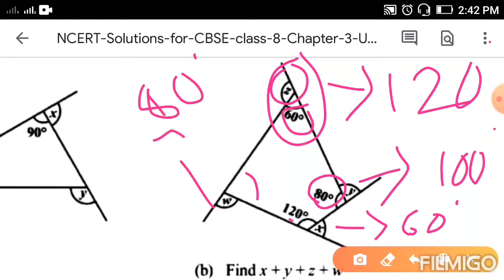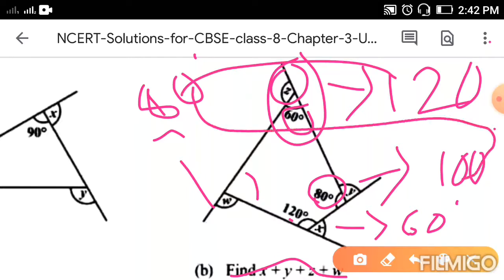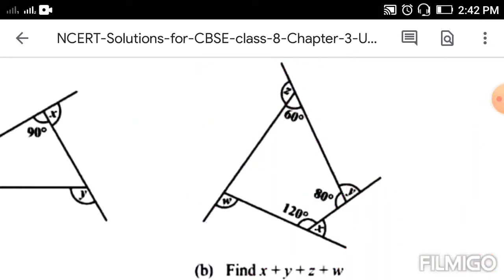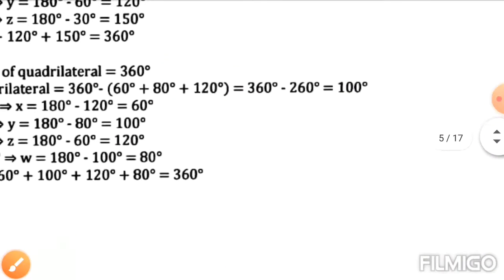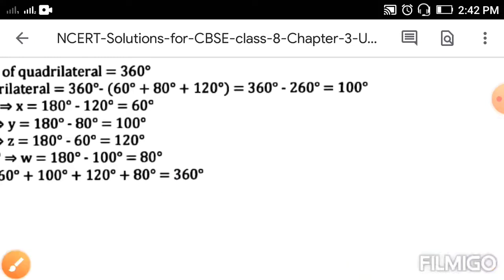So you have the value of x, y, z and w. All these 4 angles you have to add, because we want x plus y plus z plus w. So 120 plus 80, 200, 200 plus 100, 300, 300 plus 60, 360 degree. So let's check the answer. Yes, you got the 360 degree.